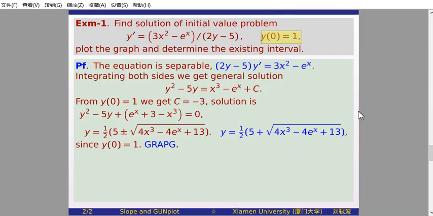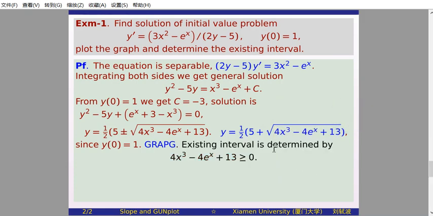So we need to determine the existence interval, that is, the interval where the solution is defined. From the expression of the solution, we see that for this to make sense, we need to ensure that the expression inside the square root sign is non-negative. So the range of x for which this makes sense is determined by this inequality.